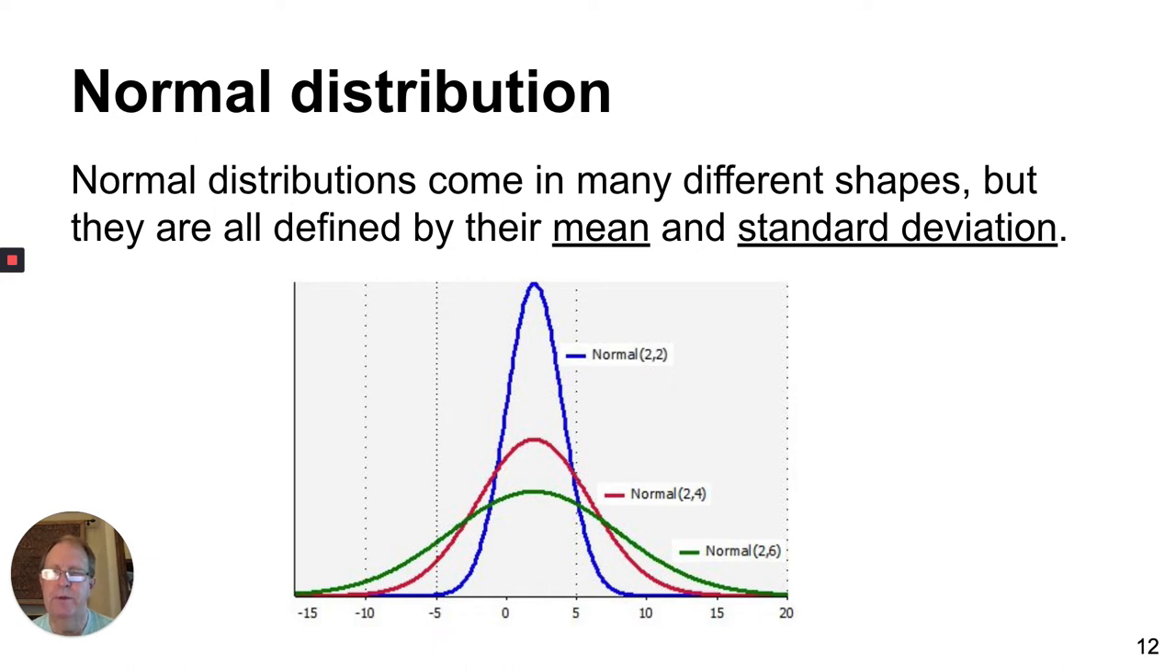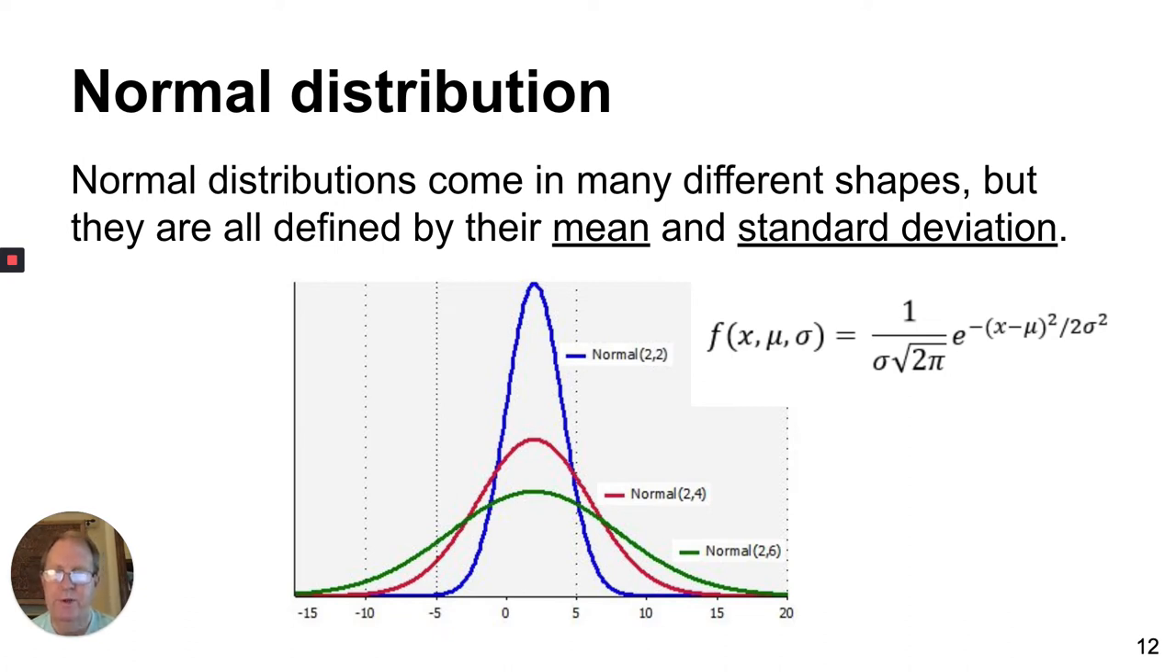Now let's talk about the normal distribution. Normal distributions come in many different shapes, but they're all defined by their mean and their standard deviation. When I say they're all defined by their mean and standard deviation, what do I mean? Well, if you know the mean and standard deviation, you know where every single point is on that graph.